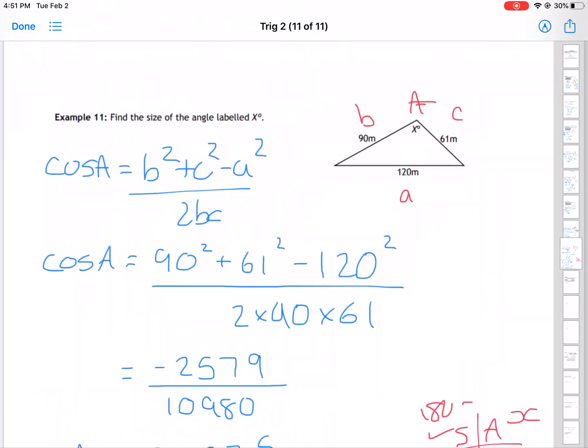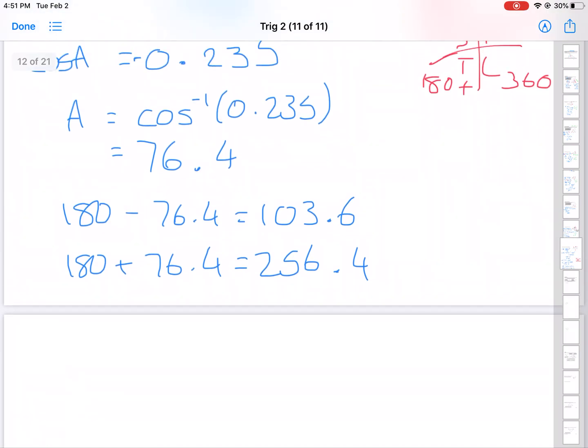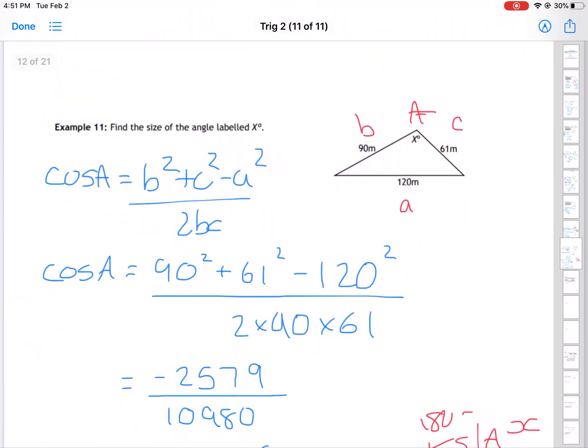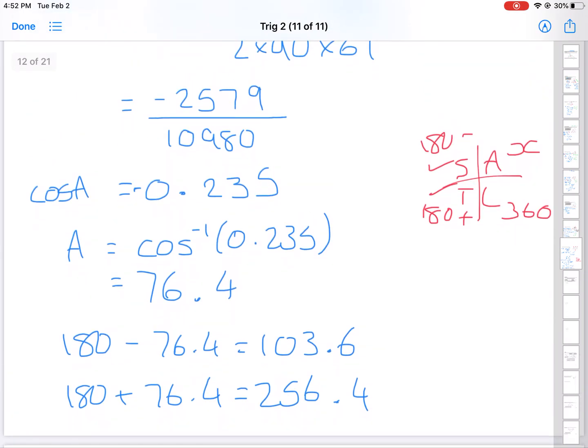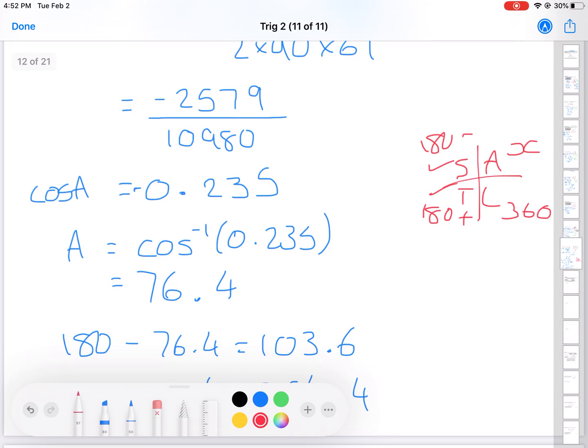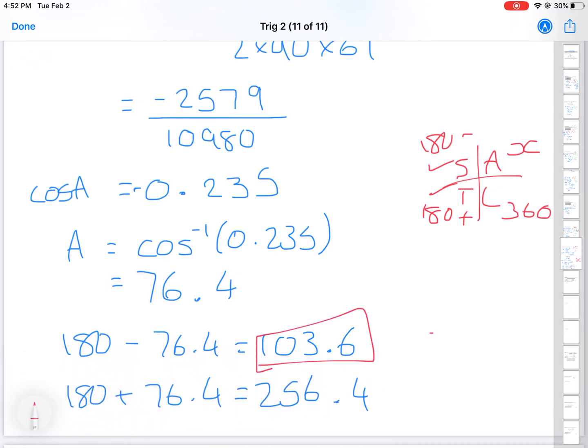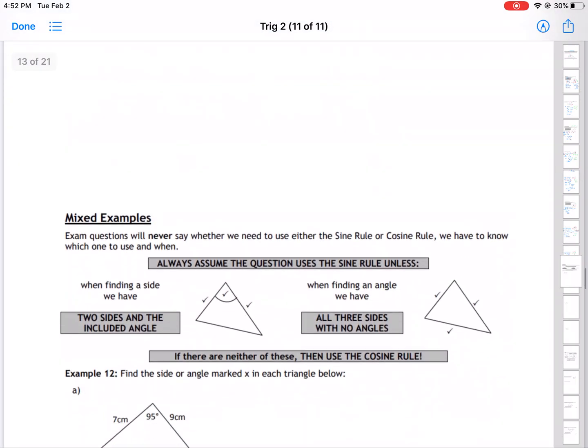There's no way that that angle there can be as big as 256.4. No possible way. The reason for that being is that all of the angles in the triangle add up to 180. Okay, and the angle that we can see there, which is marked on as X, is not as big as 256.4. It is also not as small as 76.4, so that's why we definitely know it's not 76.4. What we do know, however, is that it is 103.6. So 103.6 degrees is the answer to that question.